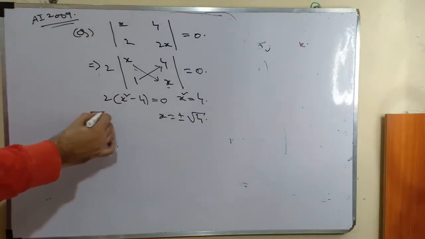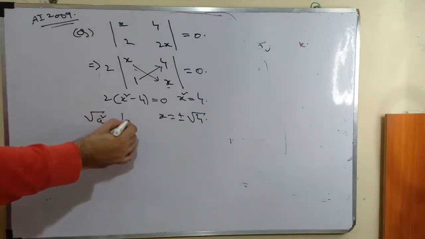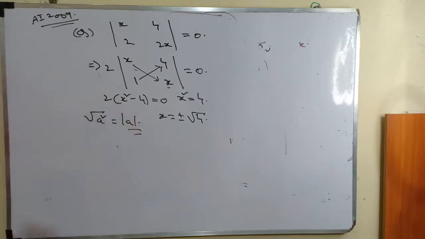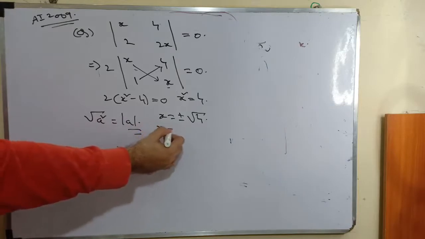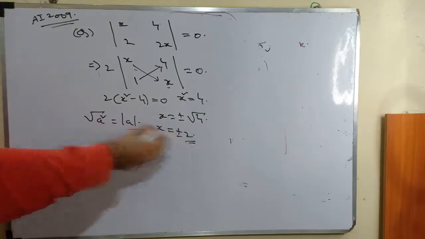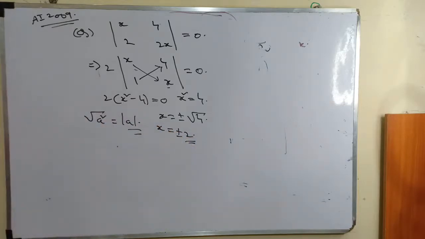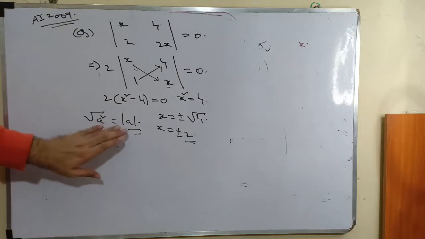Always remember, root of a square is modulus of a. Please remember this one. And x is equal to plus or minus root 4, x is equal to plus or minus 2. Hence the answer. So let's move on. Always, root of a number will generate only positive value. This is what you have to understand.